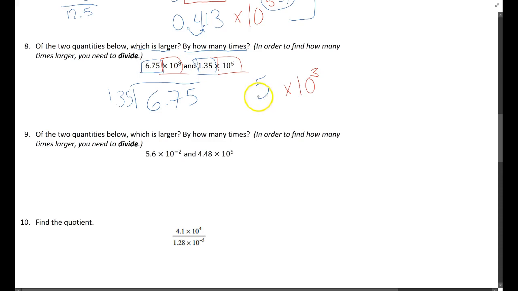I check to see that this is in scientific notation. That number is, in fact, between 1 and 10. So, we're good. It is 5 times 10 to the 3 times, let me finish answering the question, times larger.